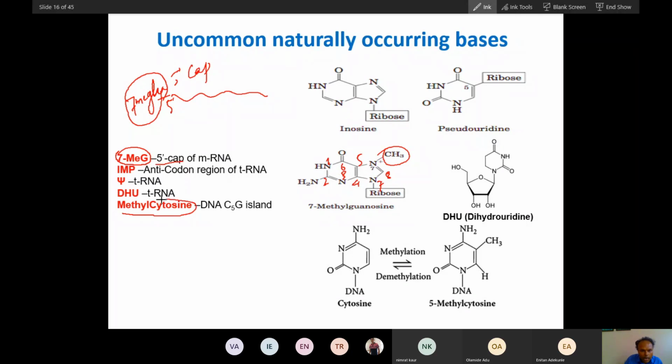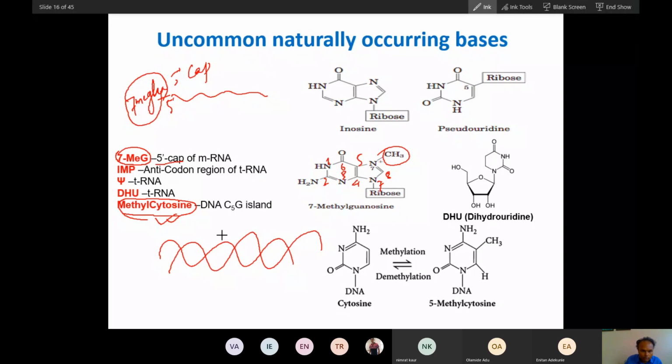And third, last is the methyl cytosine that is present in DNA. This is methyl cytosine. You can see this is cytosine. Cytosine has one oxo group, one amino group. If you add one methyl group, this becomes methyl cytosine. And methyl cytosine is present in DNA.